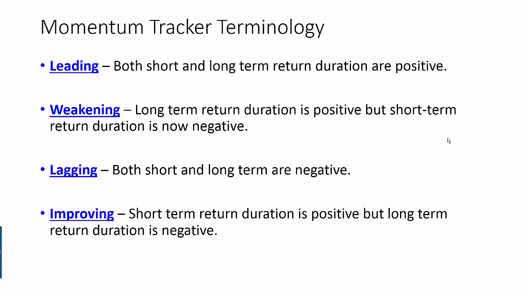Ganun din when you're trying to bottom pick on names. What you would like is nag-extend yung scatter plot na pa-negative at nag-extend more negative siya at nagiging lagging siya, and you're trying to bottom pick on that particular name dahil doon sa pagiging extended nung downtrend niya.